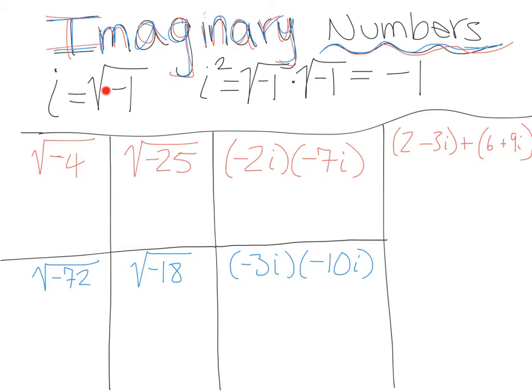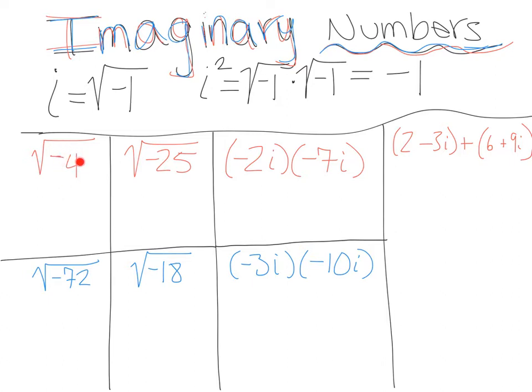So if i is equal to the square root of -1, i squared is equal to the square root of -1 times the square root of -1, which is just -1. So these are two important facts. i is equal to the square root of -1. i squared is equal to -1. So a couple things here to simplify.